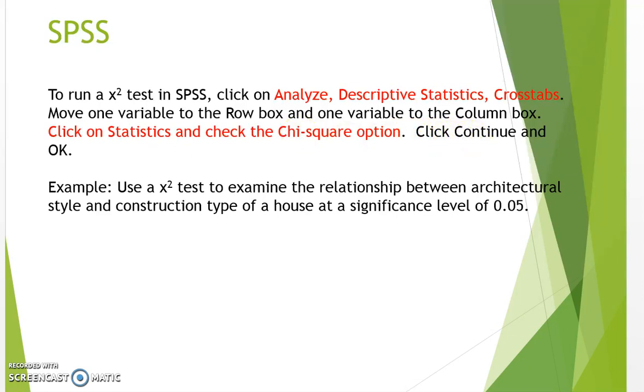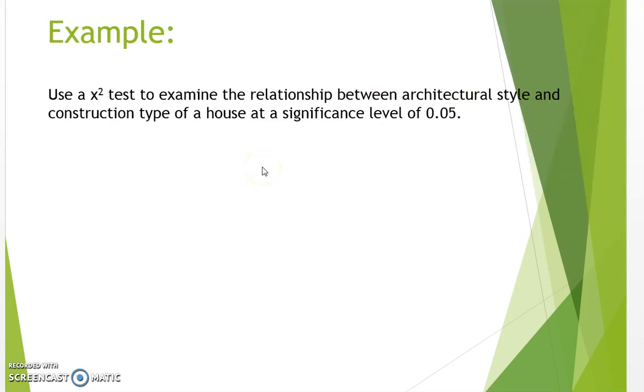We're going to use one example here. The example we want to do is use a chi-square test to examine the relationship between the architectural style and the construction type of a house at a significance level of 0.05. So what we're testing is whether these two variables, architectural style and construction type of a house, are related or not.